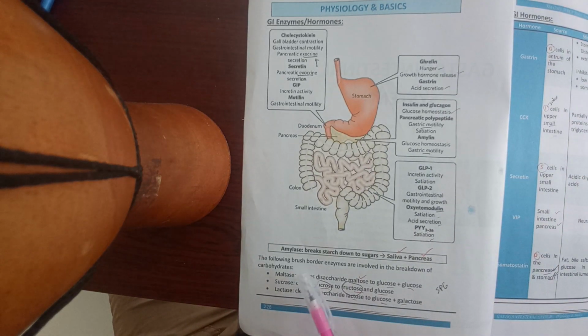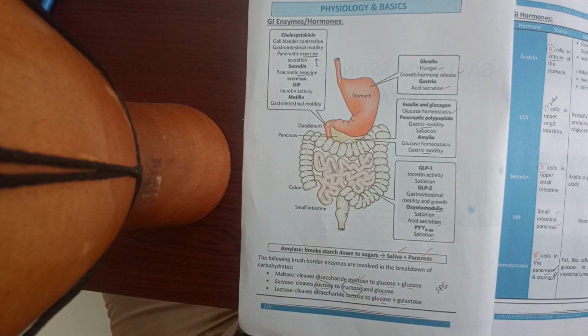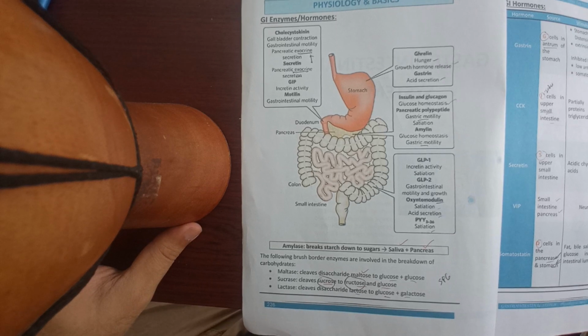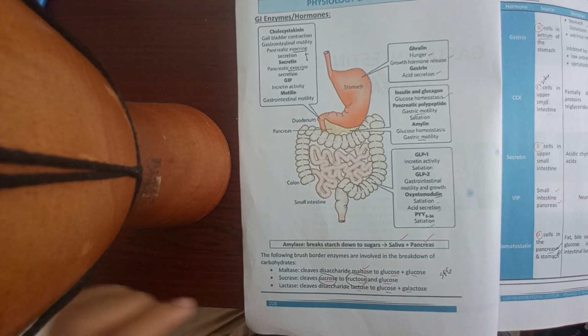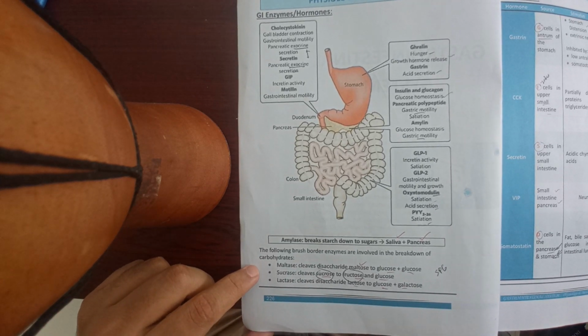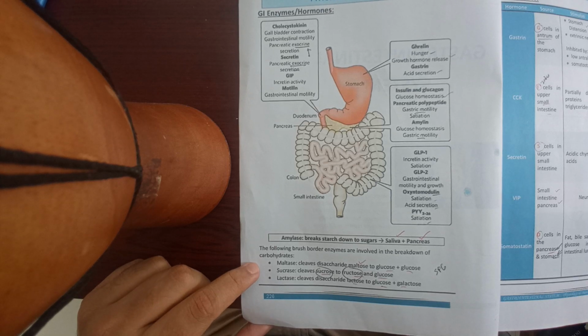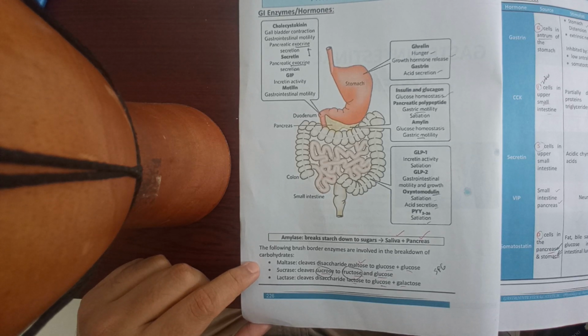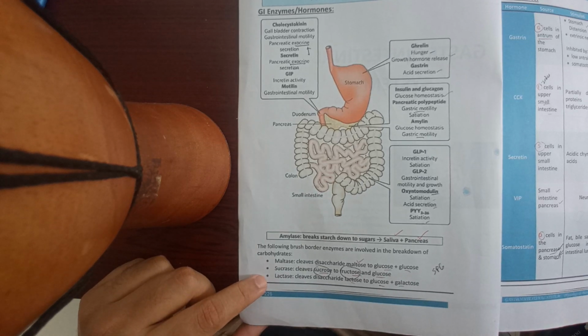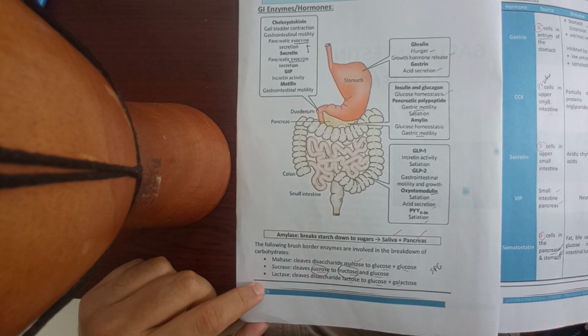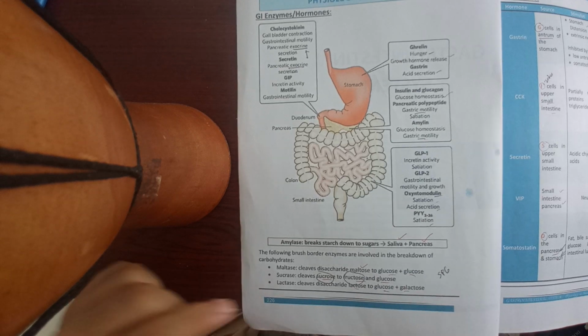Okay, so amylase is the one that breaks starch down into sugar in saliva and in the pancreas. It's not something new for us. We've studied over time that amylase does this. And then the following brush border enzymes are involved in the breakdown of carbohydrates as well: maltase breaks maltose to glucose and glucose. Sucrase breaks down sucrose to fructose and glucose, and lactase breaks down lactose to glucose and galactose.